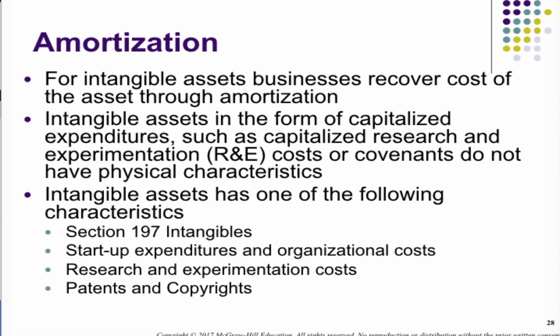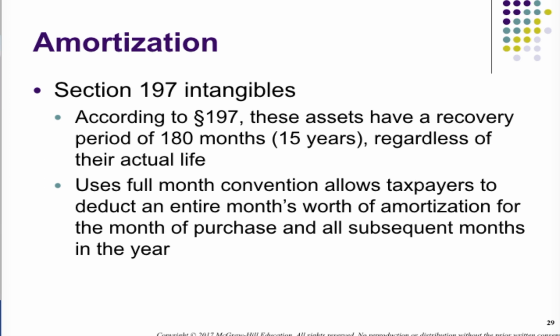All right, we're going to move on to amortization now. And typically, amortization functions very similarly to depreciation, except, of course, now we're dealing with these various types of intangibles, which you can see some of the asset characteristics there for Section 197 intangibles. We've got some startup and organizational costs, research and development costs, and more commonly, patents and copyrights.